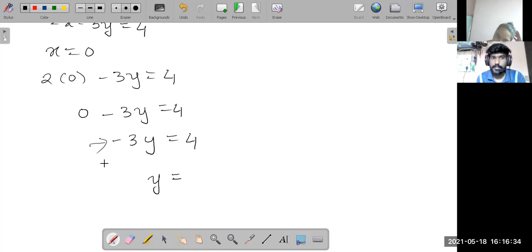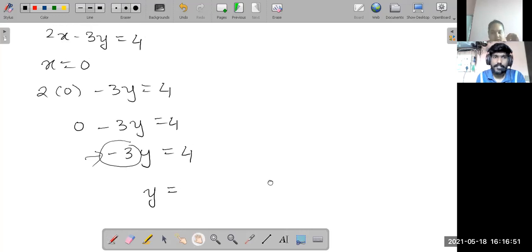And what about this minus sign? Here you'll divide. You're not taking it on the other side. You're dividing. So when you're dividing, the sign won't change. Whatever sign is there, that only will remain.